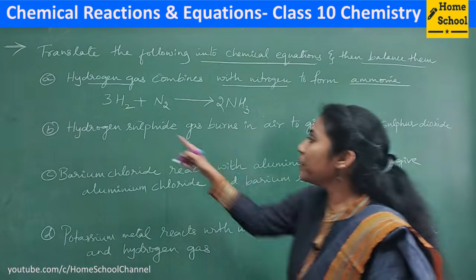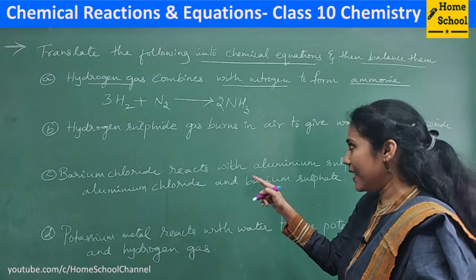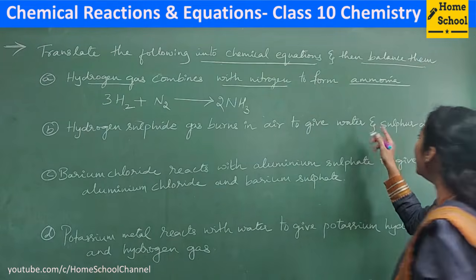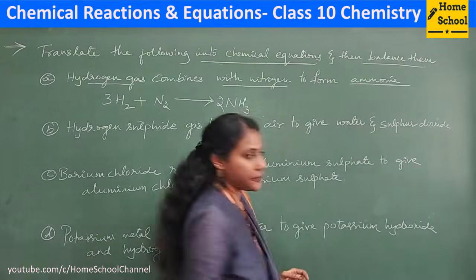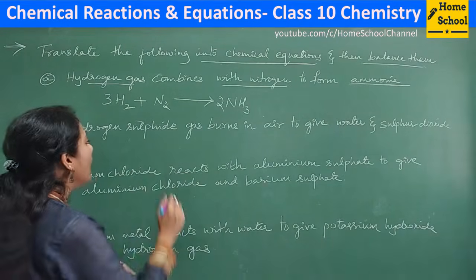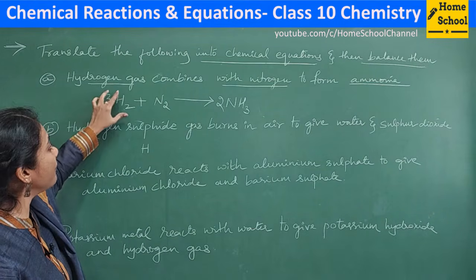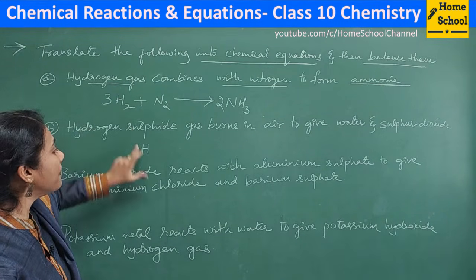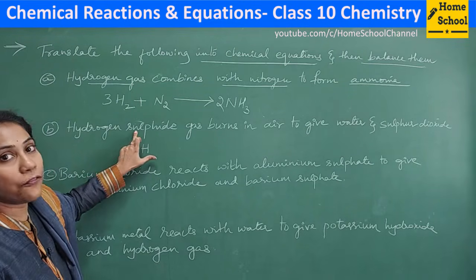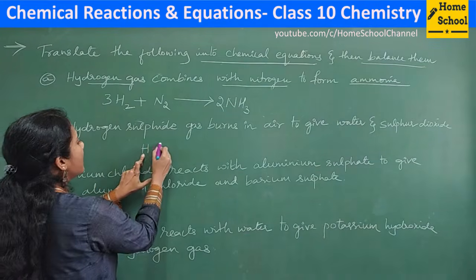Coming to the next sentence: hydrogen sulfide gas burns in air to give water and sulfur dioxide. So hydrogen sulfide, how do you write the formula? Whenever you write H single, you have to mention hydrogen as H2. But here you are not writing H single. Hydrogen is there with sulfur. Sulfide means sulfur, so hydrogen is H, sulfur means S.